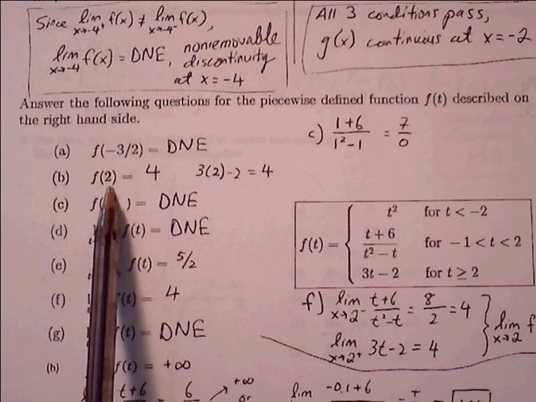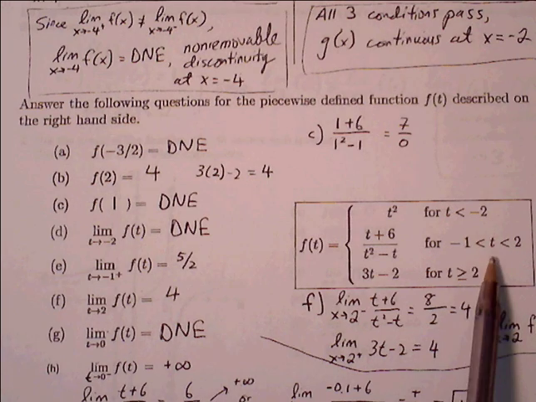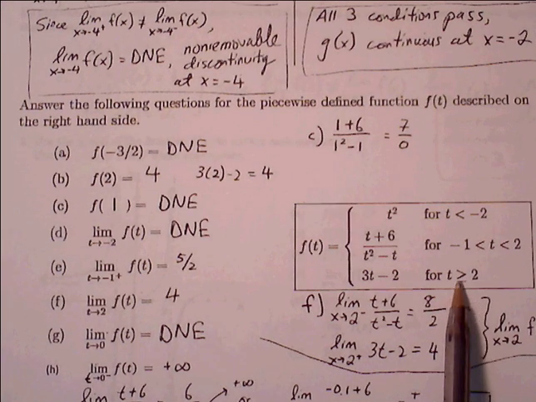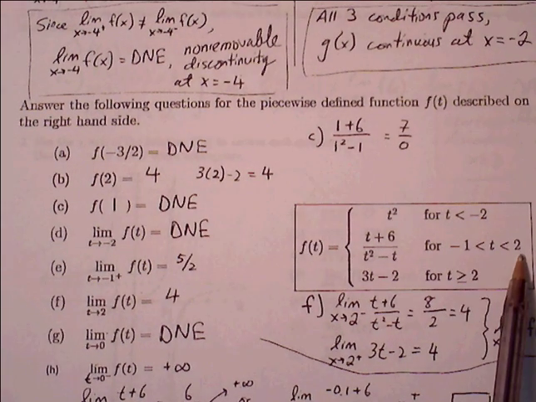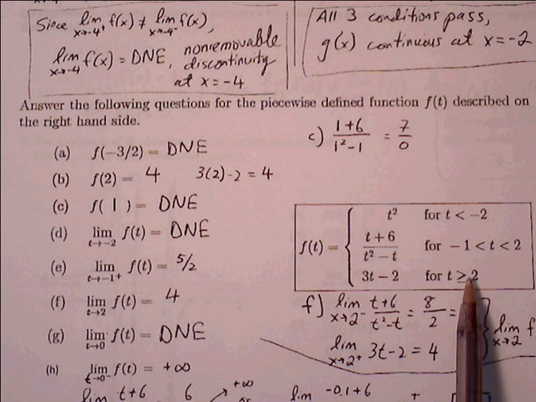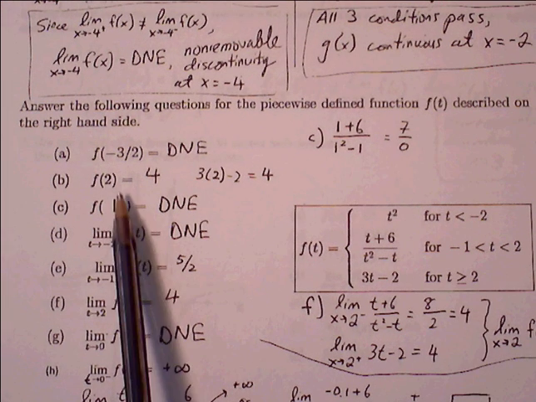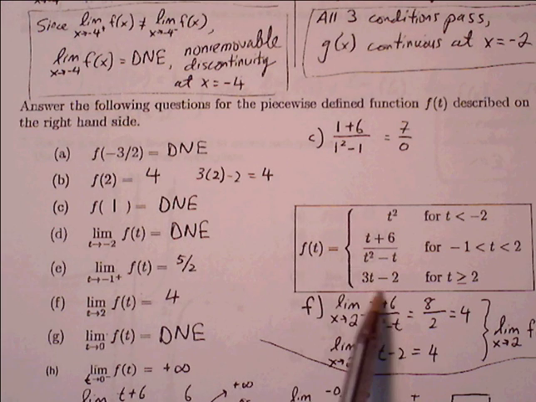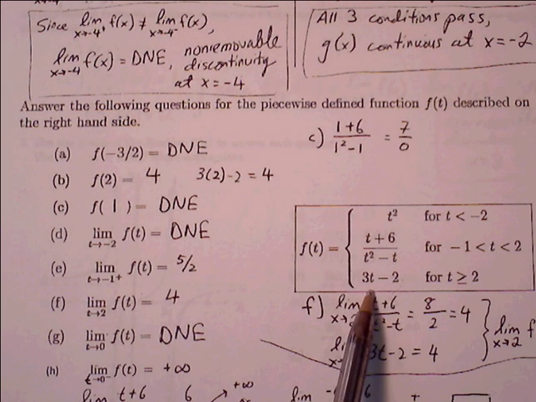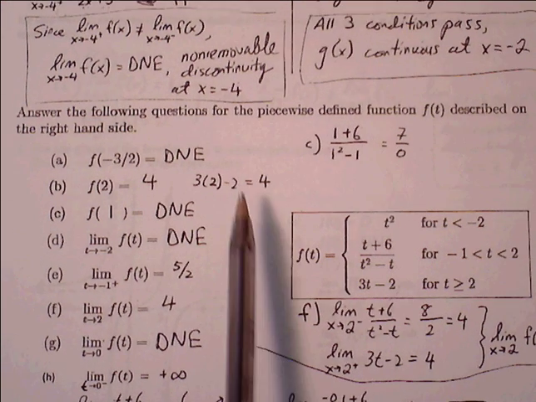Part B, f of 2. So f of 2 is with the third piecewise. It's not defined for the second piecewise. It is defined for the third one. So we just plug 2 into the third piecewise. So 3 times 2 is 6. 6 minus 2 is 4. So that's our ordered pair.